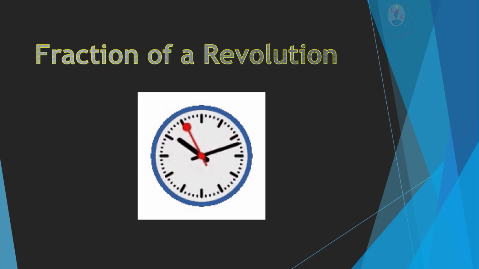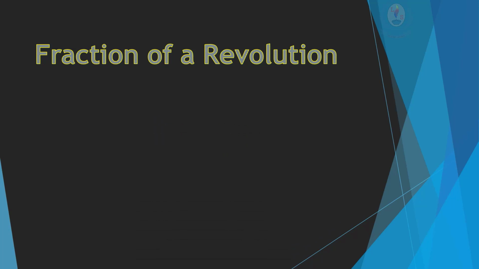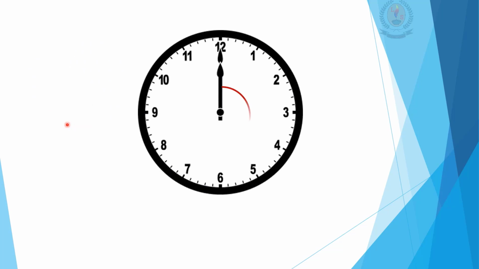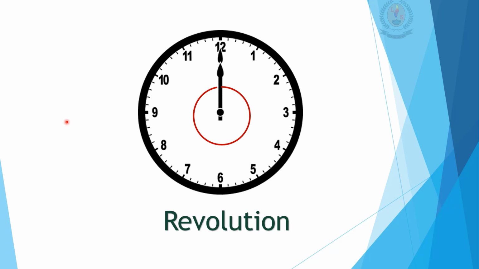Let's go to the first part of the lesson, fraction of a revolution. Can you see the clock face here? Look at its second hand, which is in red color. What's happening there? Yes, you can see it's turning. So children, like that way, a complete turn is called a revolution.